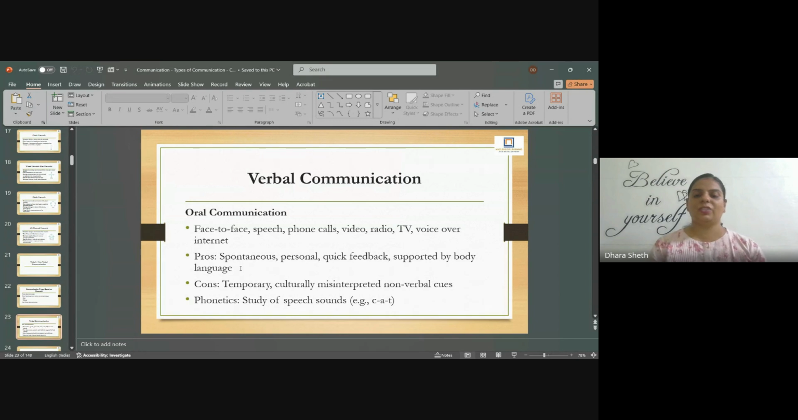Cons, the disadvantages: temporary, culturally misinterpreted non-verbal cues can happen. Okay. Now, oral speech is temporary unless it's recorded. You speak, the other person listens, and it might get forgotten. Phonetics is just a term. It is the study of speech sounds. That is phonetics. Like cat is ka, a, ta. That's phonetics, study of speech sounds. Just a definition.